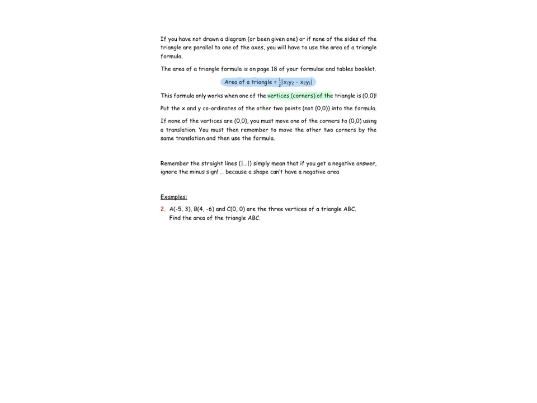Now, this is really, really important. Put the x and y coordinates of the other points, not 0, 0, into the formula. If none of the vertices are 0, 0, you must move one of the corners to 0, 0 using a translation. You must then remember to move the other two corners by the same translation and then use the formula. Remember that the straight lines, the modulus, simply means that if you get a negative answer, ignore the minus sign, because a shape can't have a negative area.